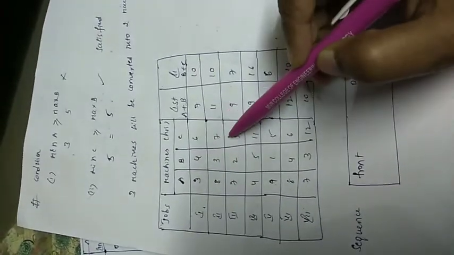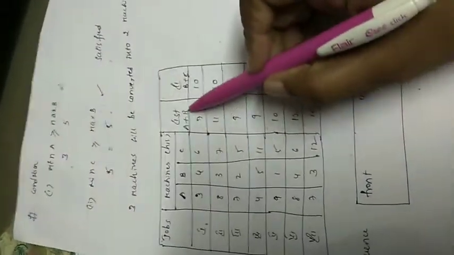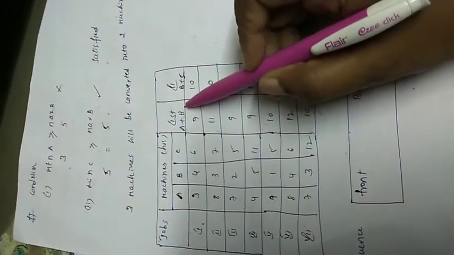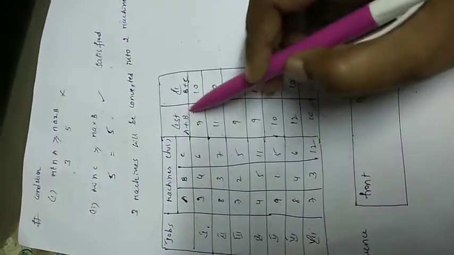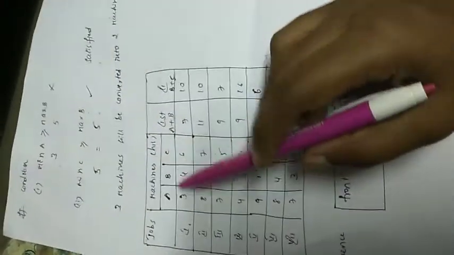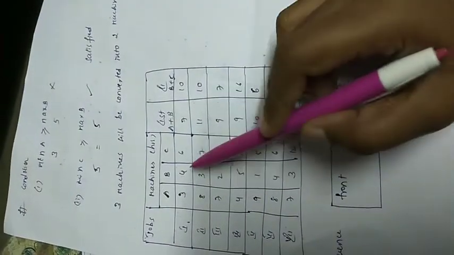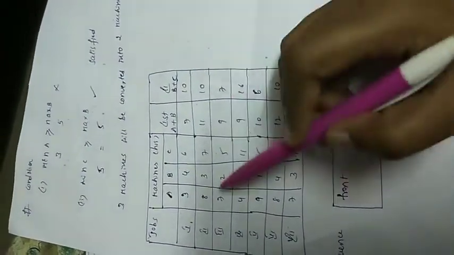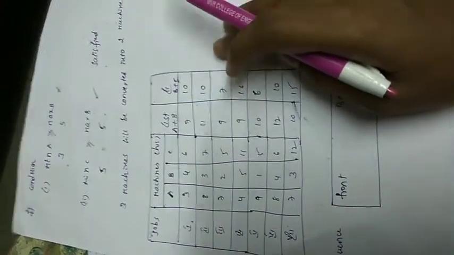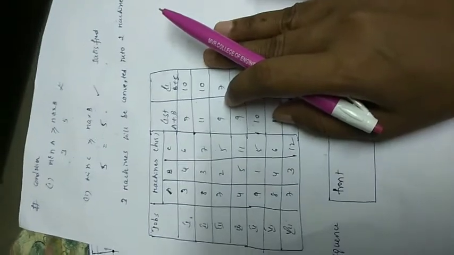First of all, we will convert 3 machines into 2 machines. How will we convert? A plus B is converted into the first machine, and B plus C is converted into the second machine. So A plus B is nothing but 3 plus 4, which is 7, and 4 plus 6 is 10. In the same way, A plus B gives the first machine and B plus C gives the second machine. So our 3 machines will be connected in the form of 2 machines.